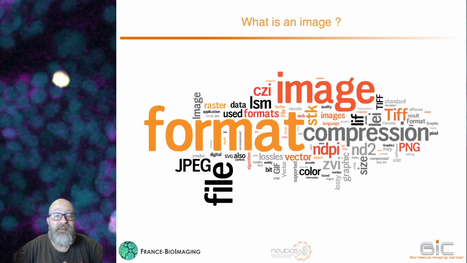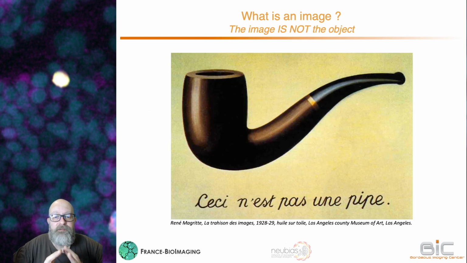But before we get started, we've got to ask this question: what is an image? Well, an image is a representation of a scene. The image is constituted through optics, through a detector, meaning that an image is not the object. It is a representation of the object, the same as for this Magritte painting, where it's written, this is not a pipe. It's not. This is a painting presenting the pipe.